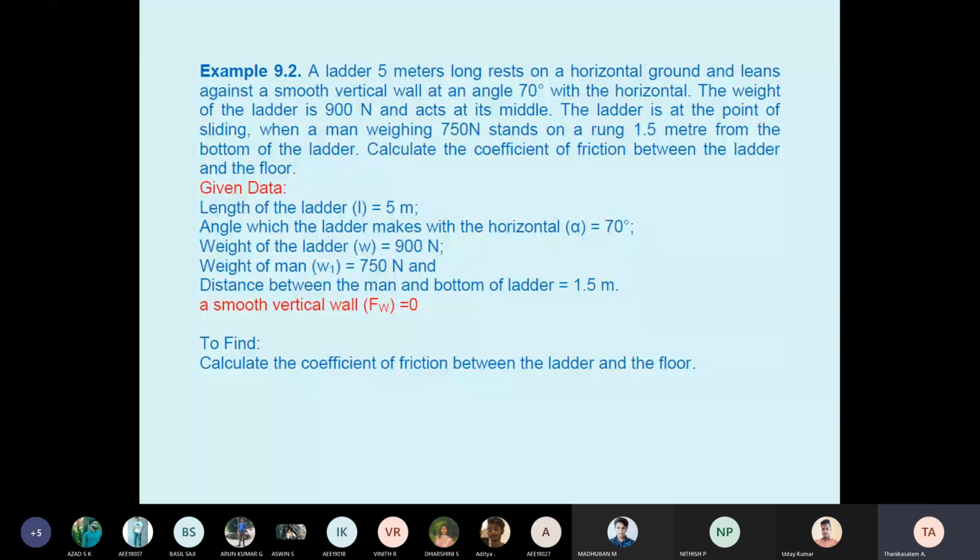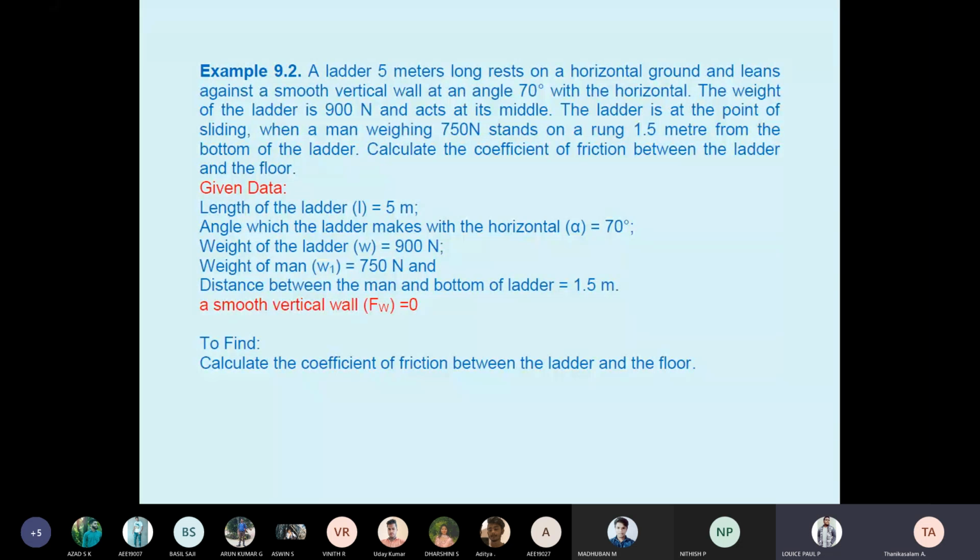Here also, Luis, can you read the problem? Yes, sir. A ladder 5 meter long rests on a horizontal ground and leans against a smooth vertical wall at an angle 70 degrees with the horizontal. The weight of the ladder is 900 Newton and acts at its middle. The ladder is at the point of sliding when a man weighing 750 Newton is standing on a rung 1.5 meters from the bottom of the ladder. Calculate the coefficient of friction between the ladder and the floor.